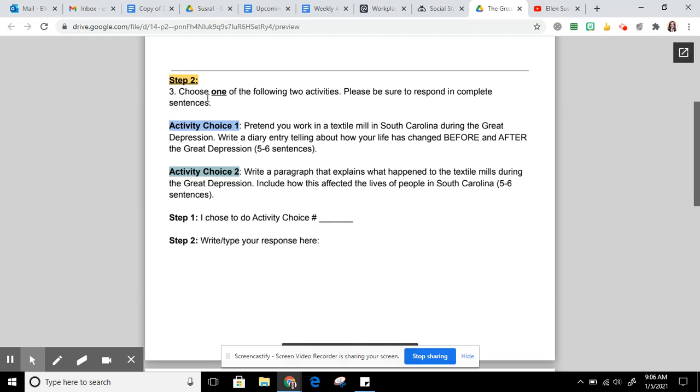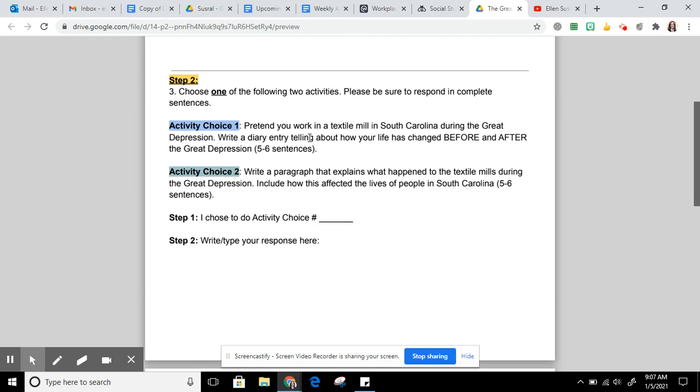For number 3, you're going to choose one of the following 2 activities. Please be sure to respond in complete sentences. You have 2 activity choices here, and you're going to choose one. Activity choice 1 would be to pretend you work in a textile mill in South Carolina during the Great Depression. Write a diary entry telling about how your life has changed before and after the Great Depression. Make sure you respond in 5 to 6 sentences.